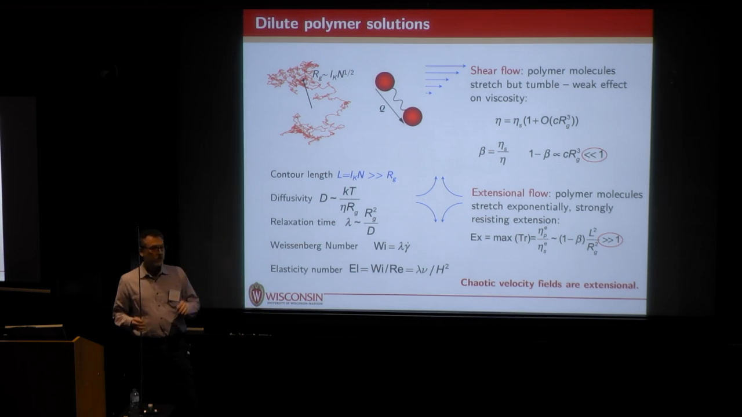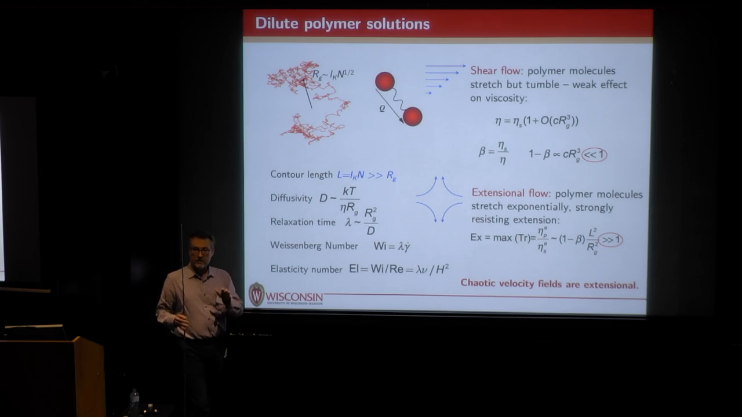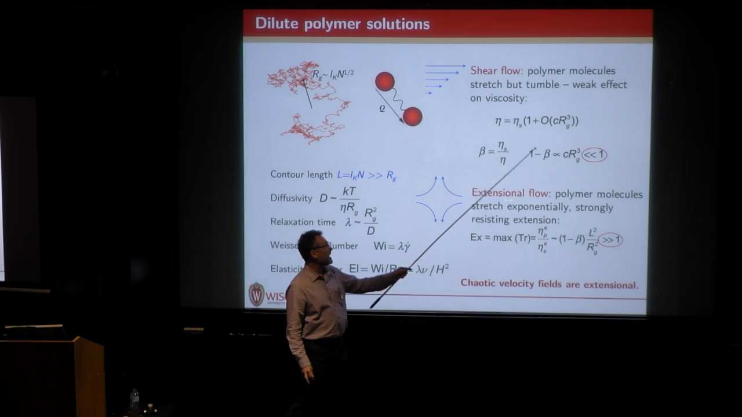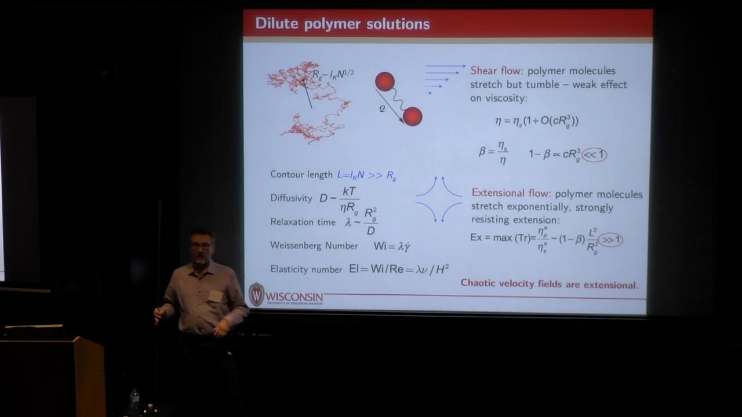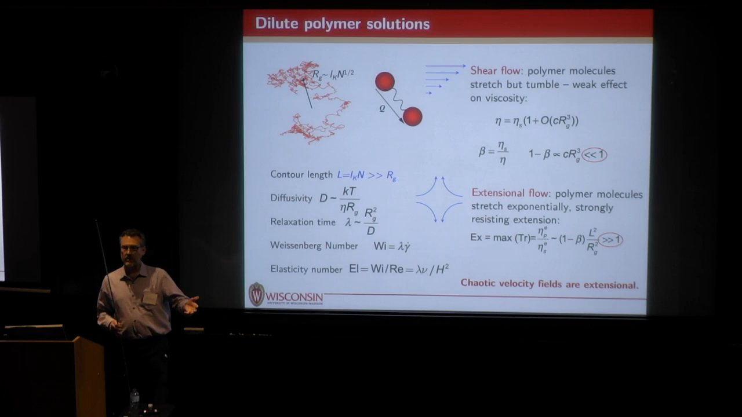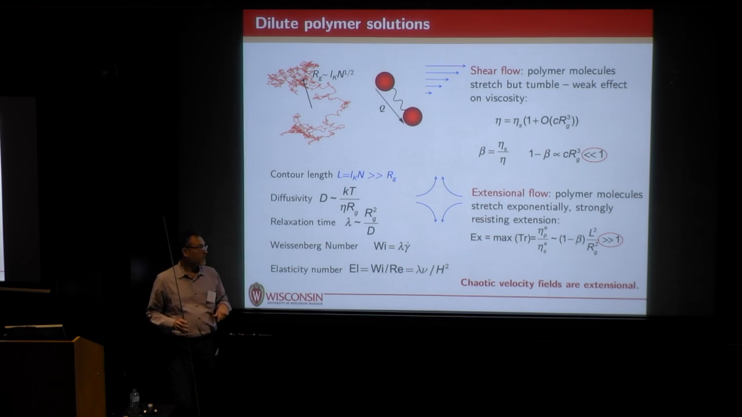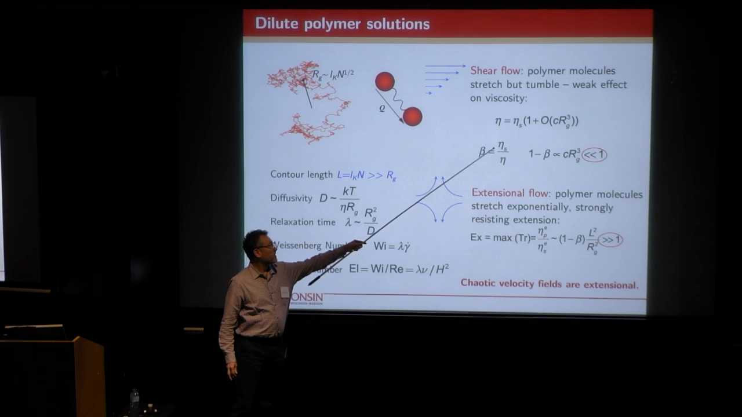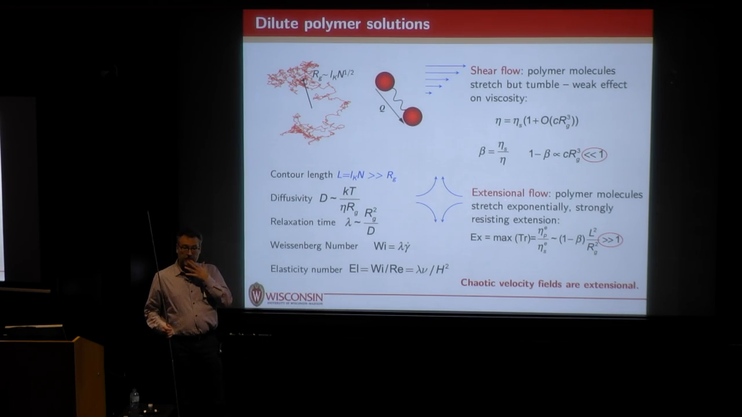Okay, and so the situation of interest for drag reduction is the case where the polymer concentration is low enough that you don't change the shear viscosity very much. In our case, for this parameter beta, 1 minus beta will be proportional to the concentration. And so 1 minus beta will be close to 0 for a dilute solution. This is just the viscosity of the solvent divided by the total viscosity.